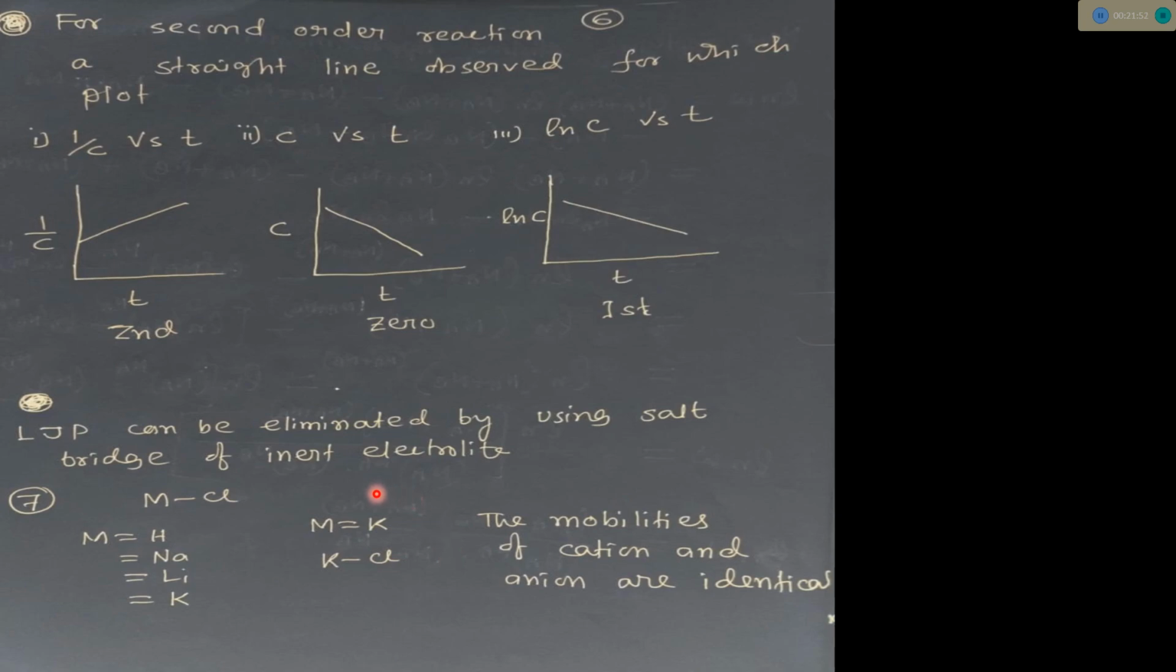So that kind of electrolyte, like potassium chloride KCl, ammonium nitrate, NH4NO3. So ammonium nitrate we use for this kind of elimination of liquid junction potential.